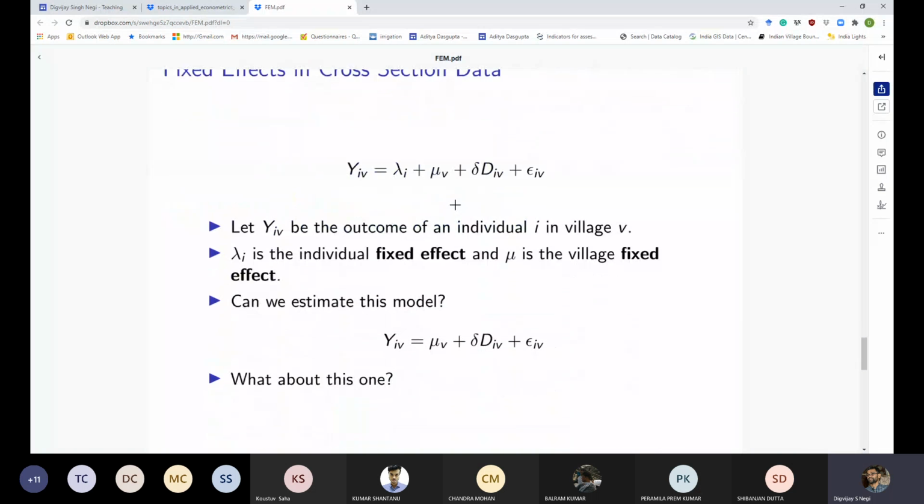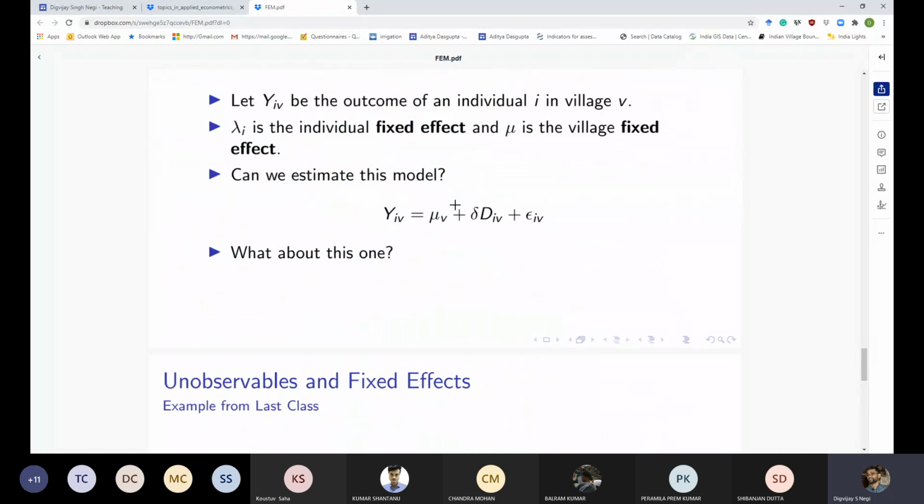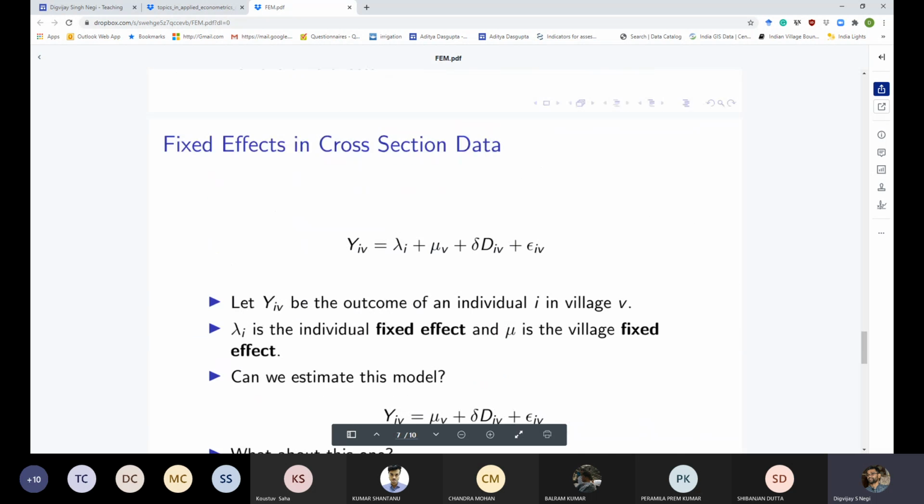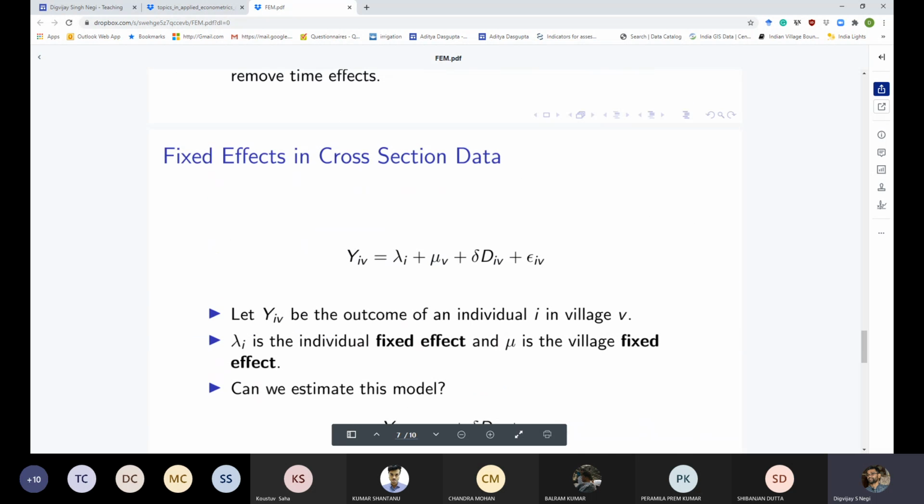And then fixed effects in cross section. Again we get the same effects estimates. So let me not go through more stuff and just show you this on Stata to clarify what is happening here.